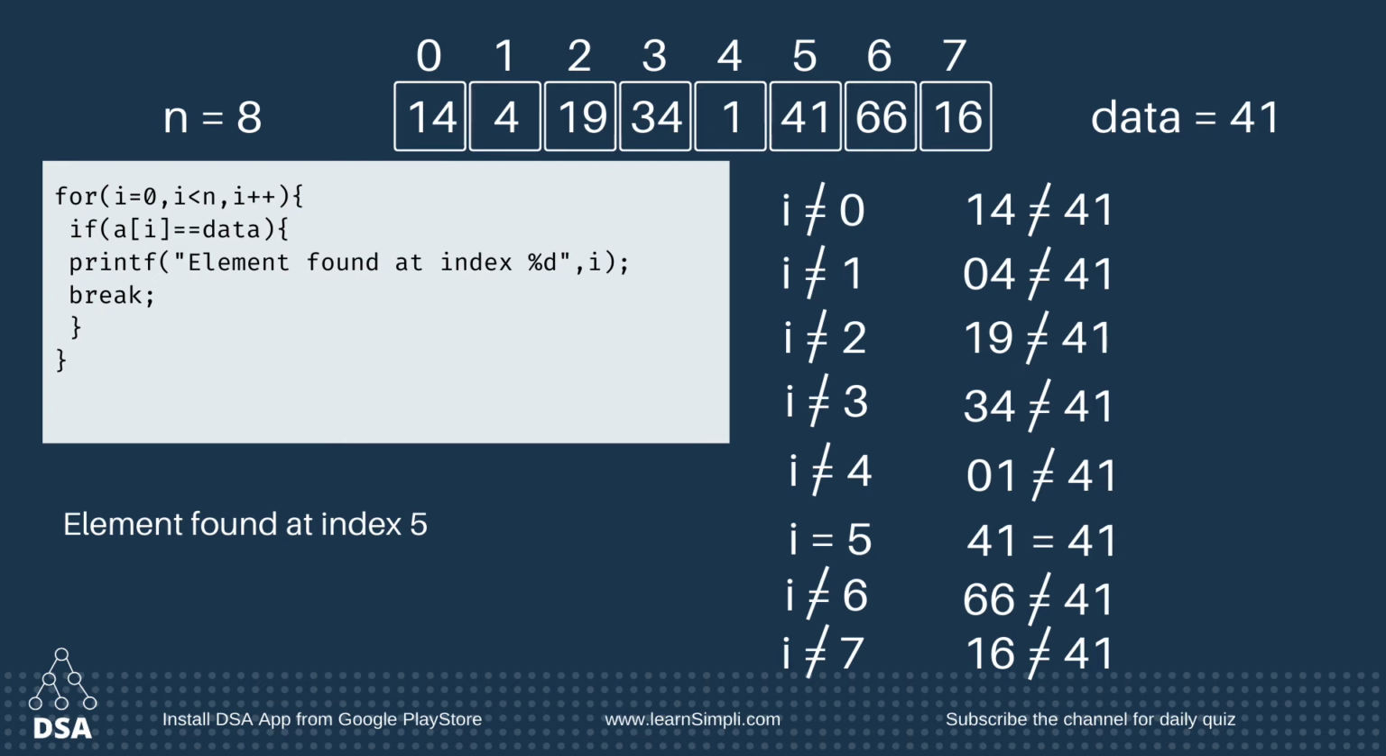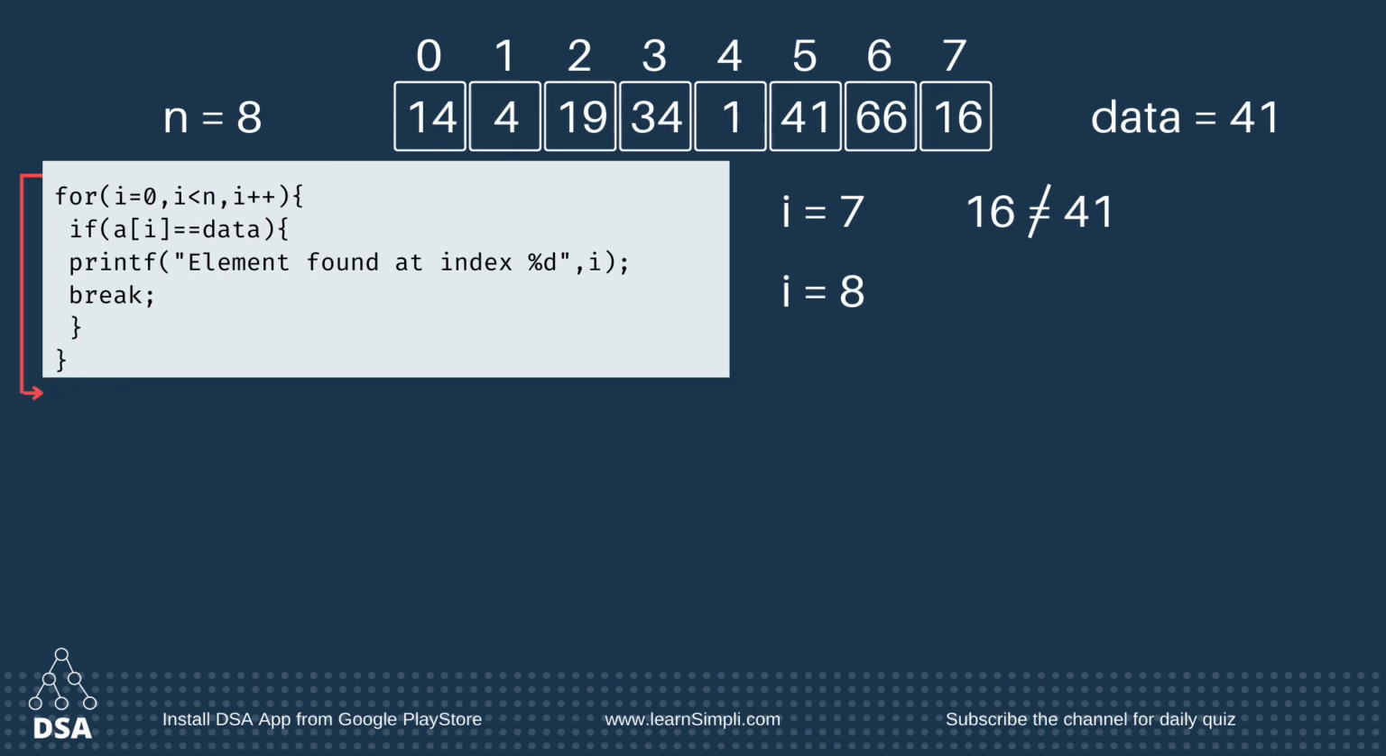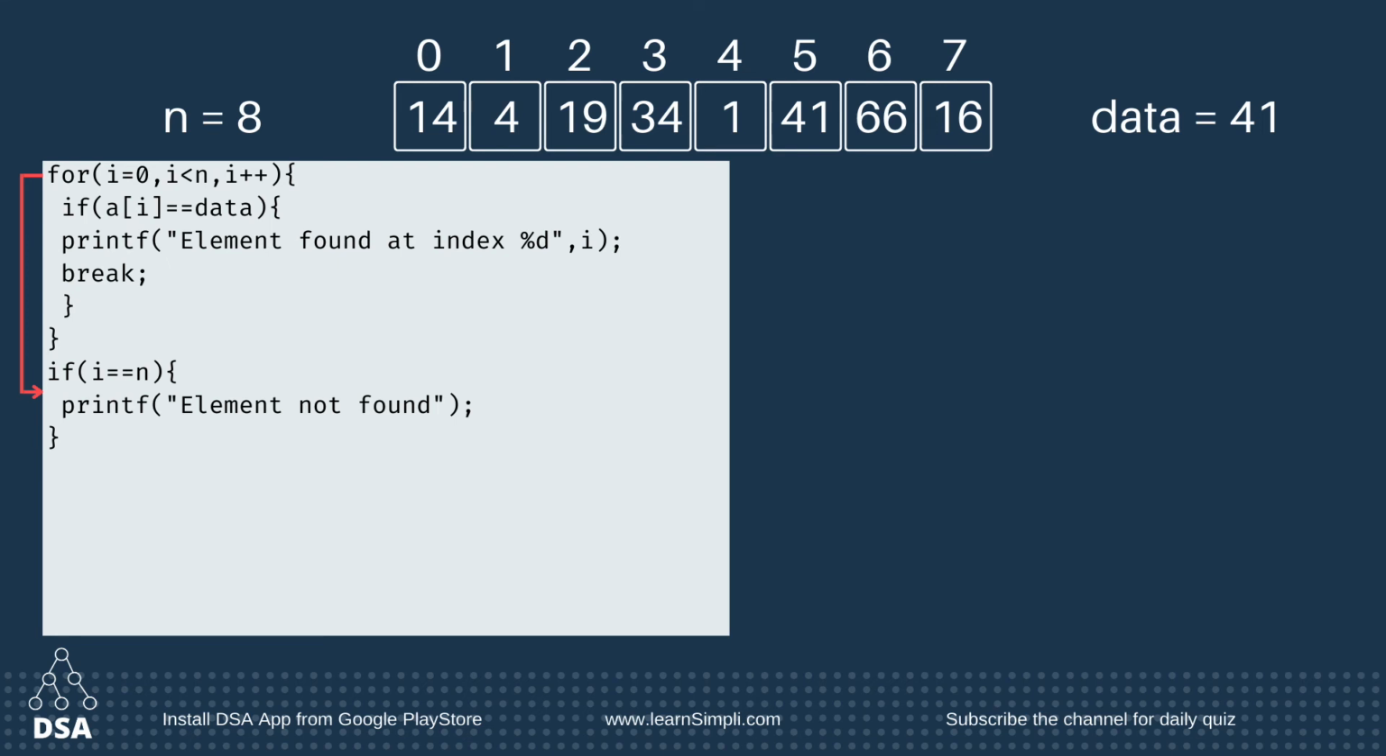See, if the element is not present, say for example if we are searching for data 21 and 21 is not present, when the code reaches I is equal to 7, 7 is less than n, so it will go to the if condition, checks for the data, and here 16 is not equal to 21, it goes back to the for loop. When I is equal to 8 and 8 is not less than n, the controller will come out of the loop. Then it will print the statement element not found. So for this we will write the code as if I is equal to n, printf element not found.